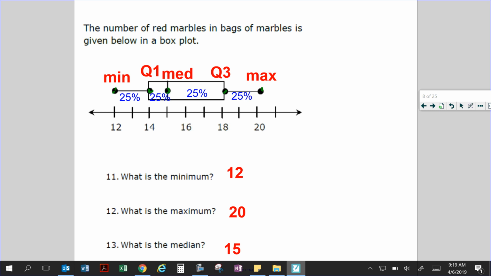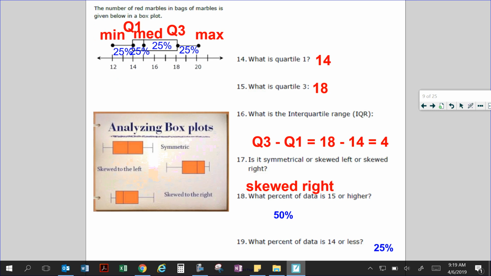What's the minimum? 12. What's the maximum? 20. What's the median? This is 15. What is quartile 1? 14. What's quartile 3? 18. What is the interquartile range? That means you subtract, so it's this box right here. You subtract quartile 3 minus quartile 1. 18 minus 14 is 4. So you're subtracting the 2 quartiles, quartile 3 and 1.